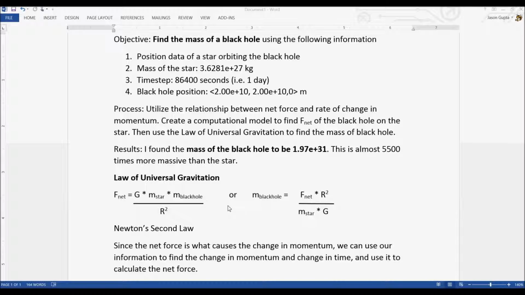Here you can see the law of universal gravitation rearranged to solve for the mass of the black hole. The mass of the star is given to us, and G is a constant which equals 6.7 times 10 to the negative 11th power. We find r by finding the distance from the star to the black hole at the time where we calculate our force. This will be further explained in the computational model. By using Newton's second law, we calculate the force based on the change in momentum.